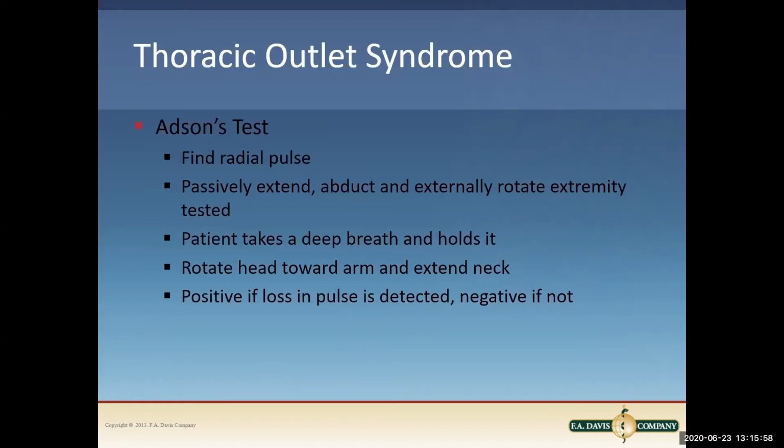We'll do that on Thursday, and if you have a positive Adson's test, the pulse will actually go away at the extremity. That tells us you are positive for thoracic outlet syndrome. Now, if the test doesn't show anything, the pulse doesn't go away, that doesn't mean you don't have thoracic outlet syndrome. It just means that maybe the blood vessel is not being compressed.